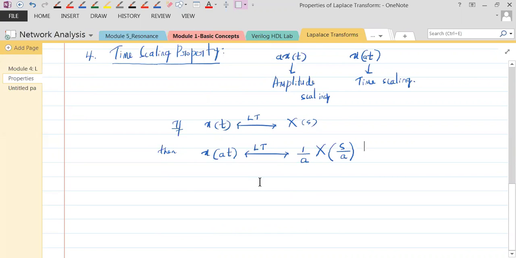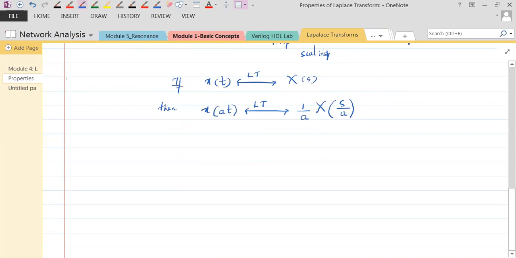Now, the fifth property we shall see. Everybody take down the fifth property. The fifth property is time differentiation. Everybody take down this. So how does it look?